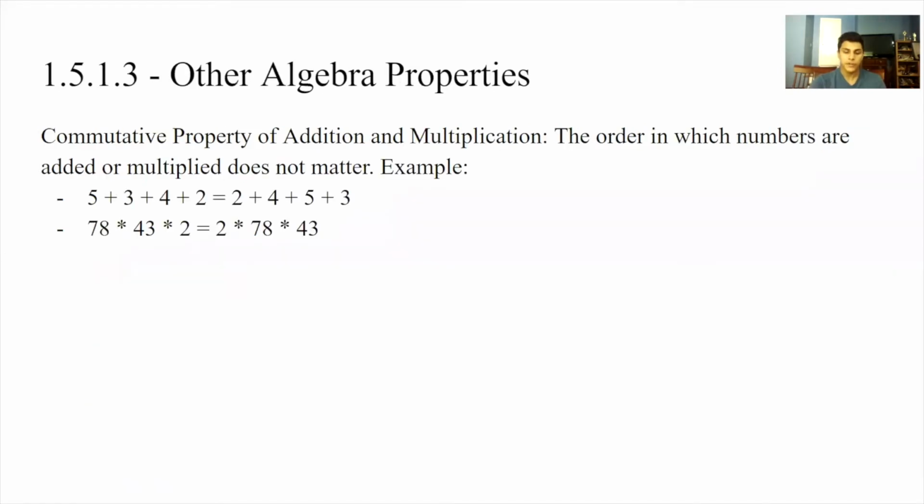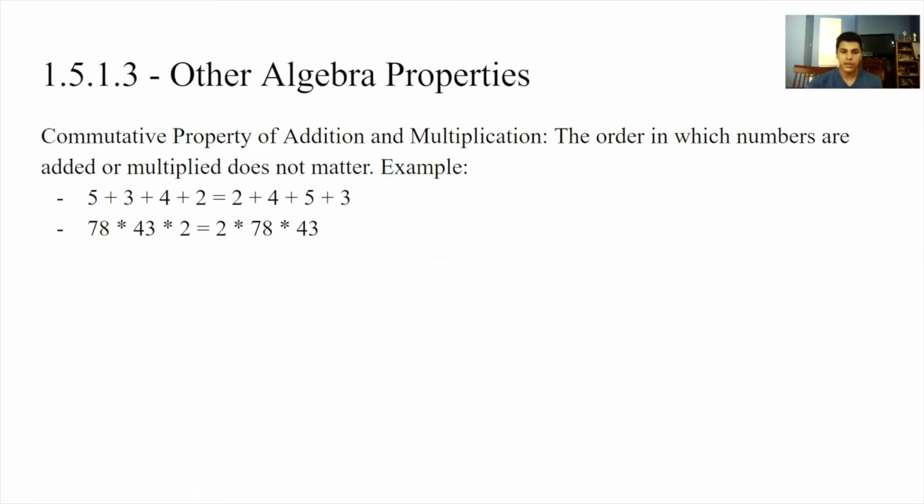So now to a few other algebra properties, which are also very important for eventually isolating the variable and finding the value of variables in equations. So the first is the commutative property of addition and multiplication, which says that the order in which numbers are added or multiplied does not matter. So here I have two examples.